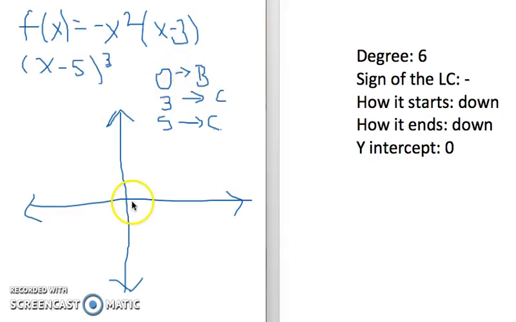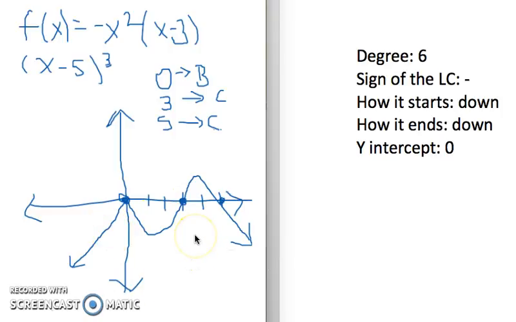So our first x is 0. Let's point out the 0. Our second x is 3. And our third x is 5. So now we can see that it starts down and it bounces at 3 and it crosses at 5.